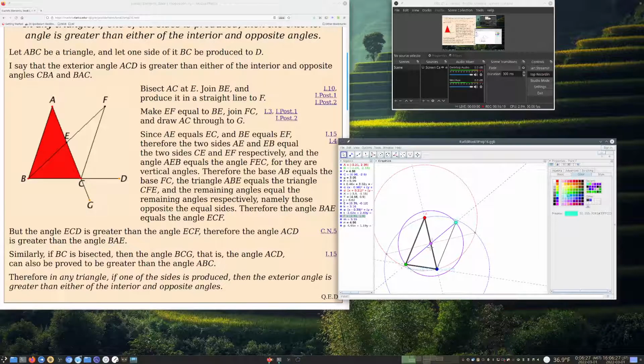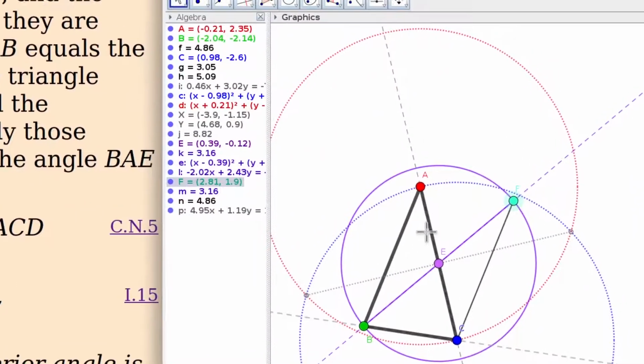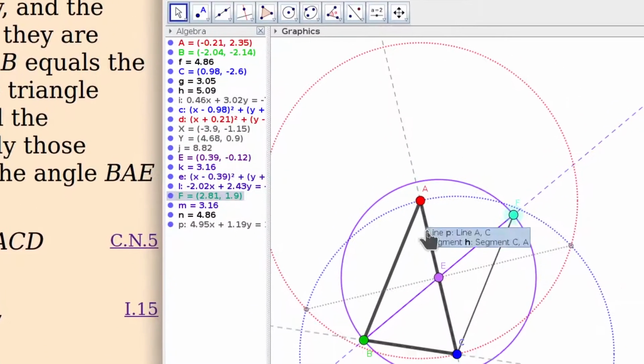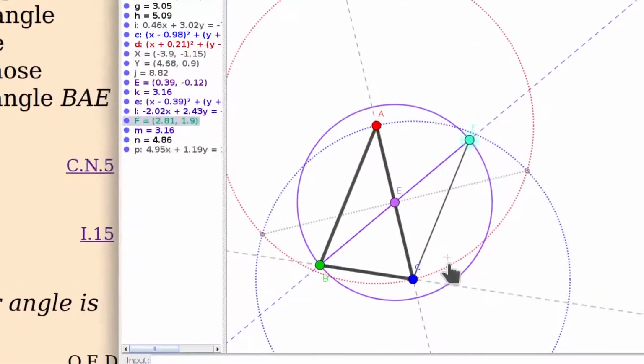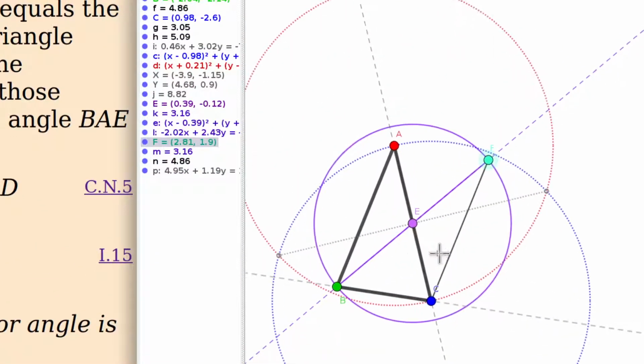Okay, what he's saying is red, purple, green. Here, let me zoom in. What he's saying is red, purple, green. So this triangle right here is congruent to this triangle over here. I didn't see that, but yes, that's just true. Okay.